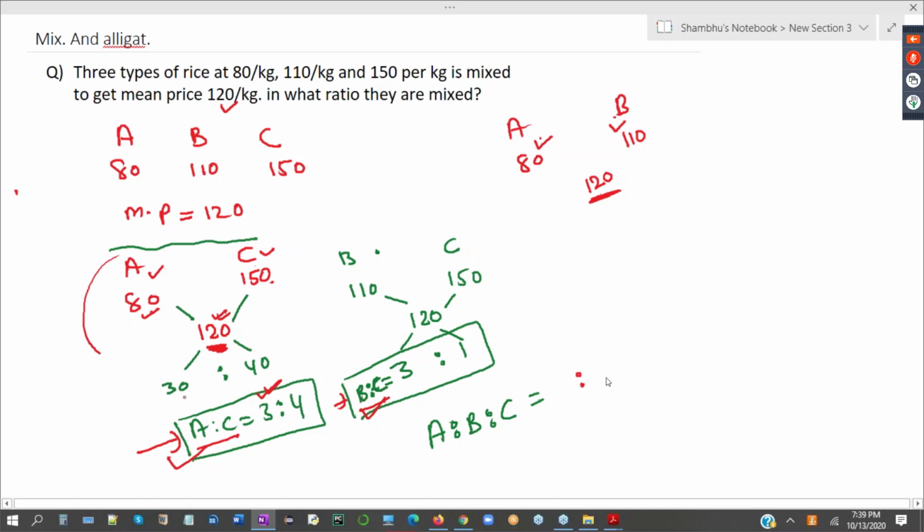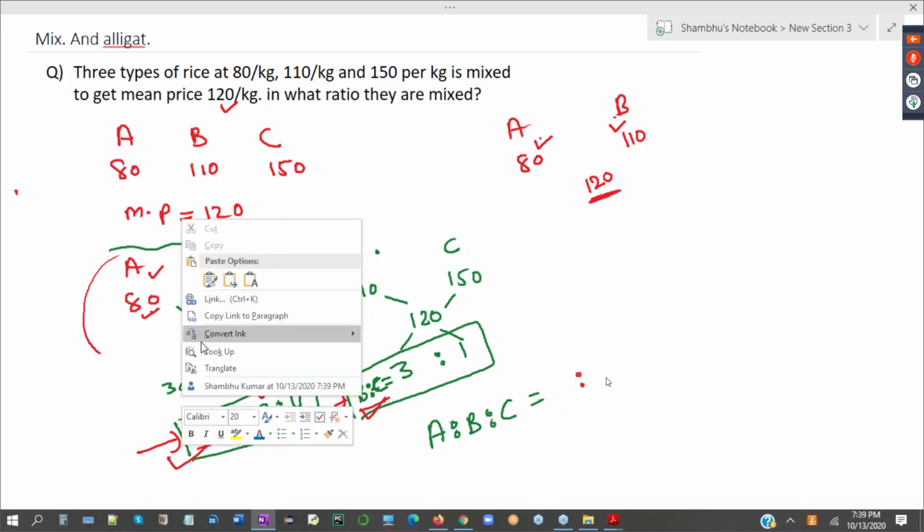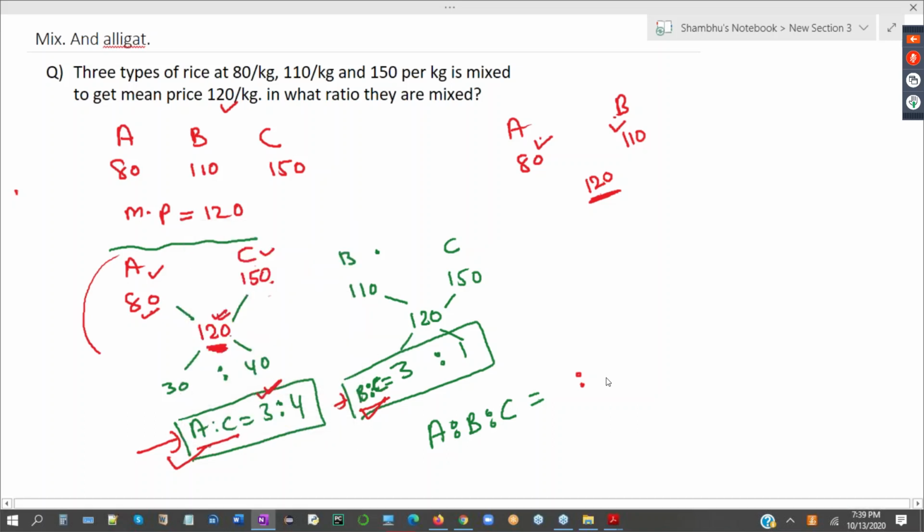For A and C, I calculated its ratio. 150 minus 120 is 30. 120 minus 80 is 40. So the A and C ratio is 3:4. Now the second pair, B and C, I took. B is 110, C is 150. 120 is again in between that, so this pair is also acceptable. So here the B and C ratio is what? 150 minus 120 is 30. 120 minus 110 is 10. So 30:10 ratio is 3:1.